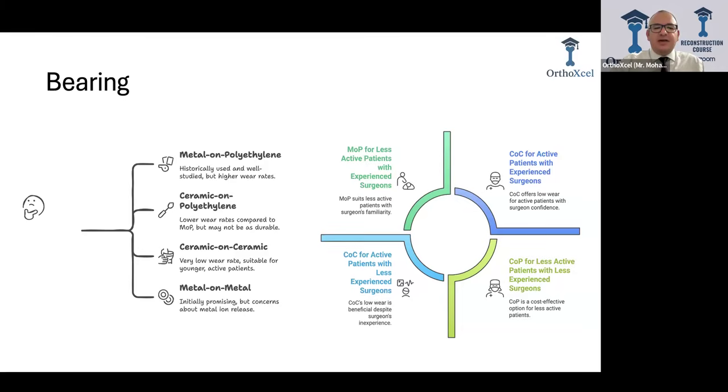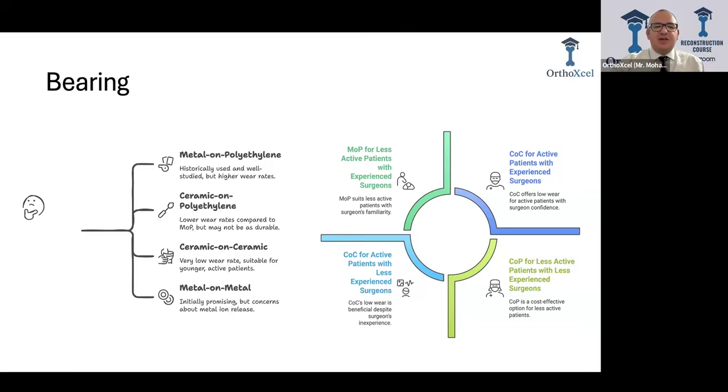So the options for bearing are either hard on hard, which is metal on metal and ceramic on ceramic, soft on soft, which is poly on poly, which is very rare nowadays, or hard on soft, which is the commonest, like metal on poly or ceramic on poly. Every one of them has an indication, and you again have to tailor your decision based on your patient, the patient's activity, soft tissue, bone quality, and what your patient is expecting from the hip.